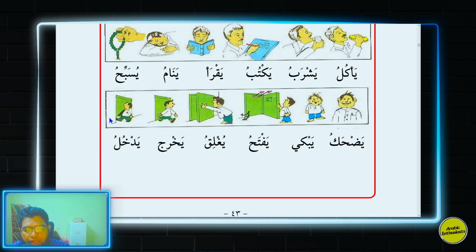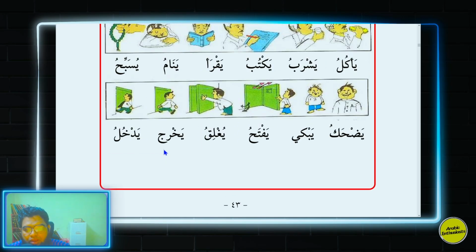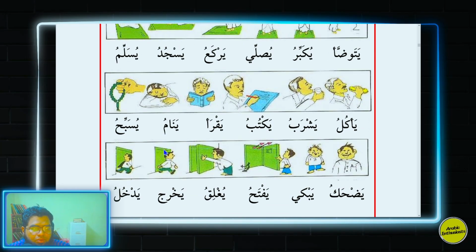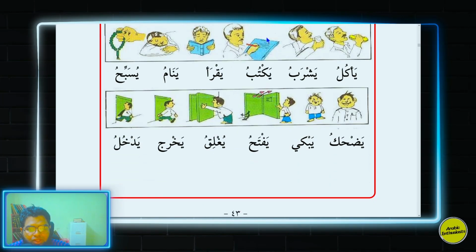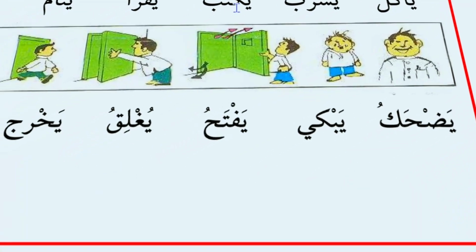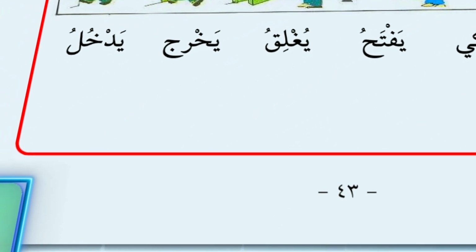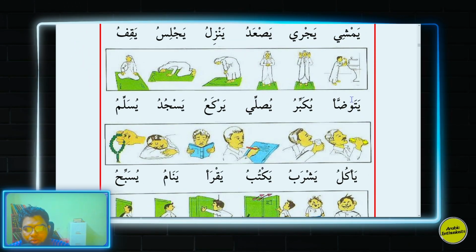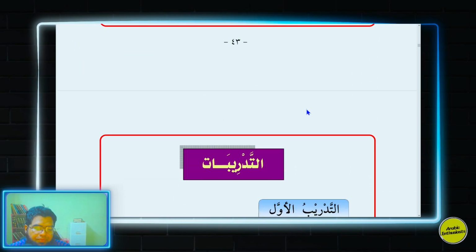يدخل, he enters. So يضحك, يبكي, يفتح, يغلق, يخرج. It's يخرج and يدخل. So some 24 verbs. يمشي, يجري, يسعد. So try it out. What you should do is, you should look at this without looking at the picture. Try to guess. Okay, what was yaktubu? He writes. What is yanamu? He sleeps. Okay, what was yatawaddau? He does wudu. And so on.